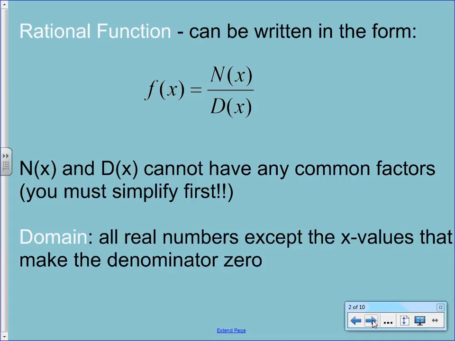Now we've kind of worked with domain already with rational functions. When we talk about the domain of a rational function, we are worried about where our denominator is 0. We cannot divide by 0. So when we look at the domain of our function, we look at where the denominator is 0, and we know that we have to exclude those from our domain.